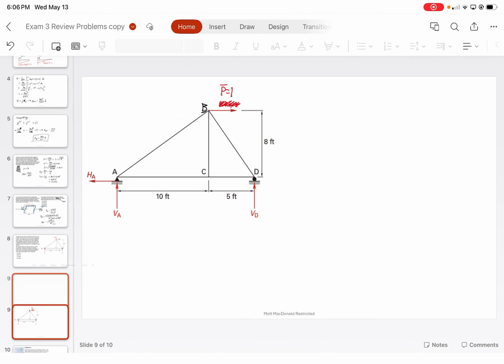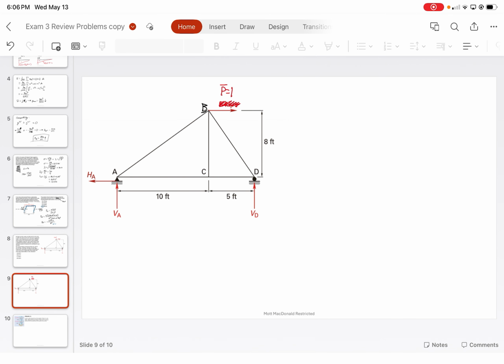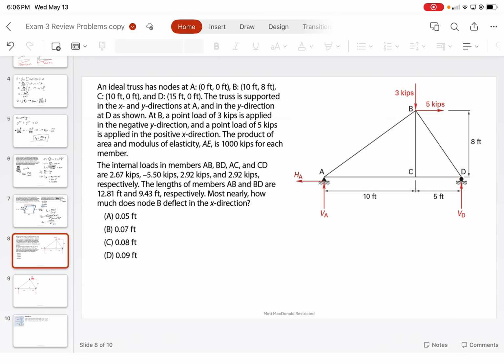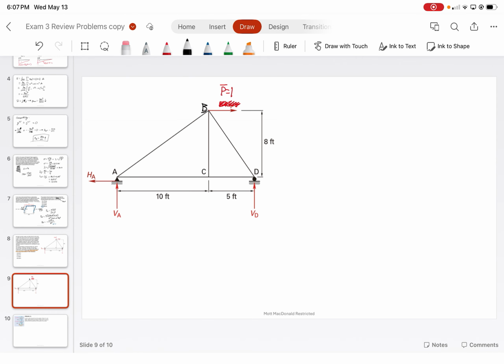Alright, so I drew out a figure. The idea is we want to apply a virtual force at the location we're interested in. The problem asks most nearly how much does node B deflect in the x direction? That tells us we want to determine the lateral deflection at point B, which means we apply a virtual force P bar equal to 1 at node B going in the x direction. We're going to assume that it's going to the right, so that's okay.